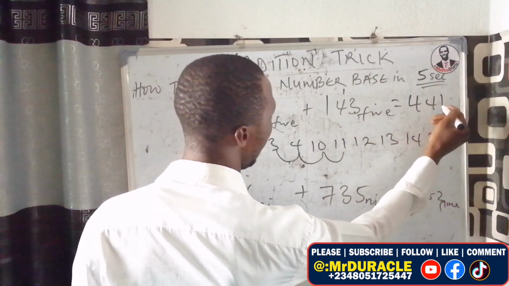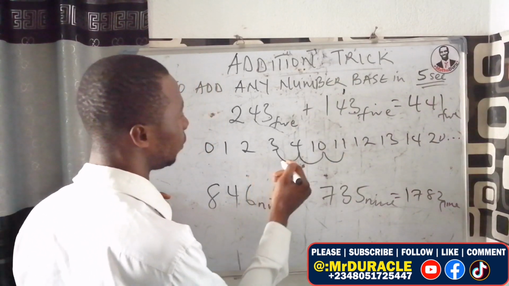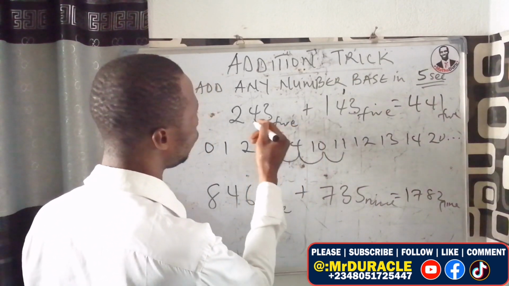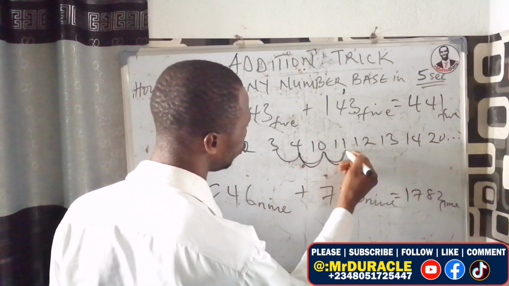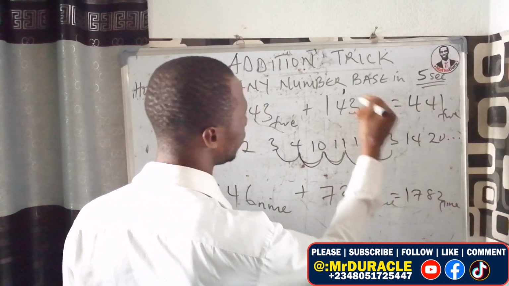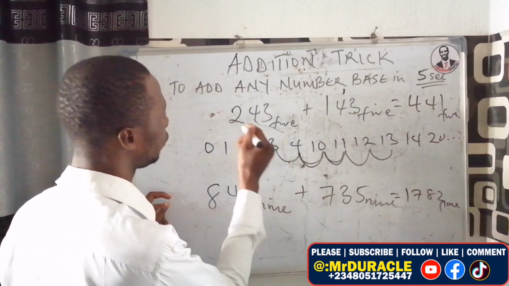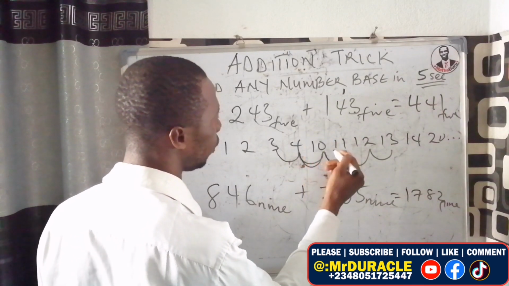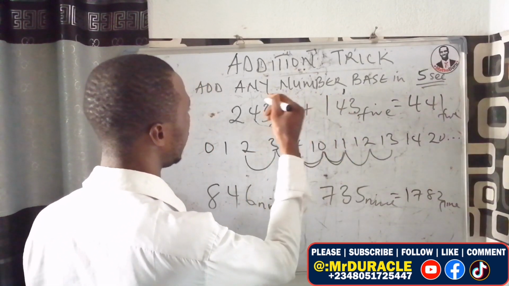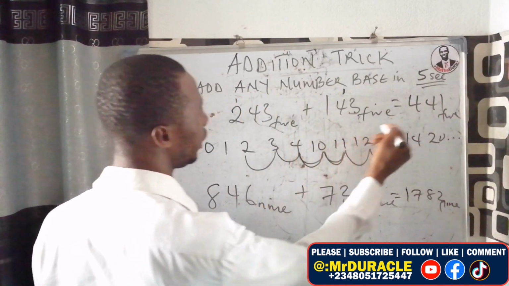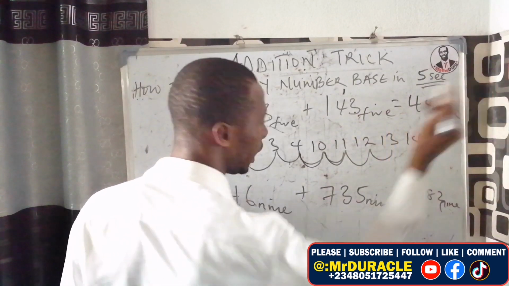My answer here is 11. I'll write 1, carry 1. Then the next is 4 plus 4. I have to count from 4: 1, 2, 3, 4. I have 13. Plus the one I carried, 14. I'll write 4, carry 1. Then the next is 2 plus 1. 2 plus 1 is 3, plus the one that I carried gives me 4. So the answer is there.